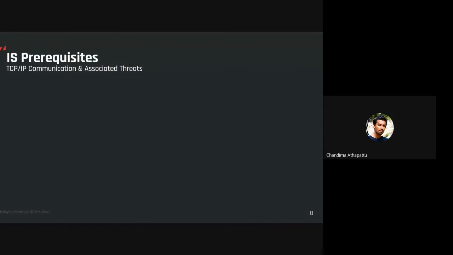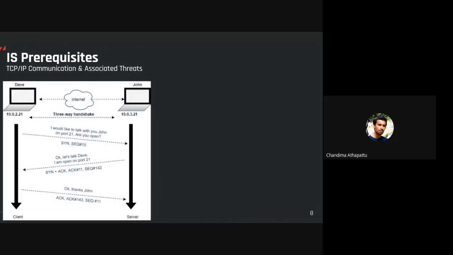Then the TCP/IP communication and associated threats. Here I'm talking about the 3-way handshake. Mostly when we are talking about TCP, we have TCP and UDP, the 2 protocols, right? TCP is the protocol where we communicate mostly in an established way. UDP is something that is not established, but for an example, it's very fast. For video streaming and video calling, we use UDP. But TCP is where we establish the client-server negotiation and we communicate.